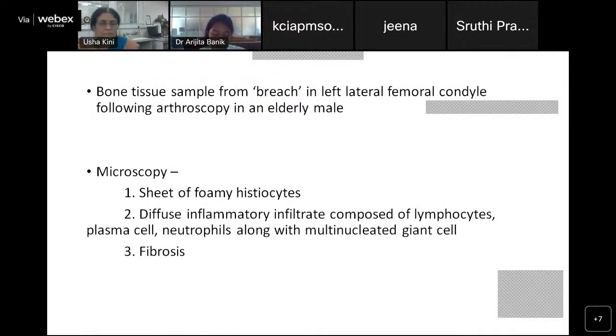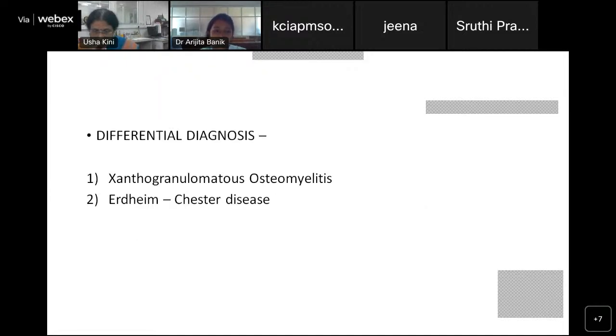Based on the history given of bone tissue sample from breach in left lateral femoral condyle following arthroscopy in an elderly male, and microscopic features of sheets of foamy histiocytes, diffuse inflammatory infiltrate composed of lymphocytes, plasma cells, neutrophils along with multinucleated giant cells and fibrosis, my two closest differentials are xanthogranulomatous osteomyelitis and Erdheim-Chester disease. Before concluding, I just want to say the similar and dissimilar features of xanthogranulomatous osteomyelitis and Erdheim-Chester disease.